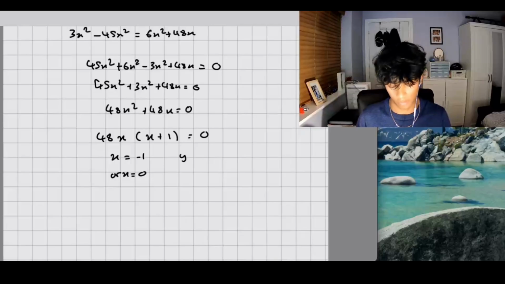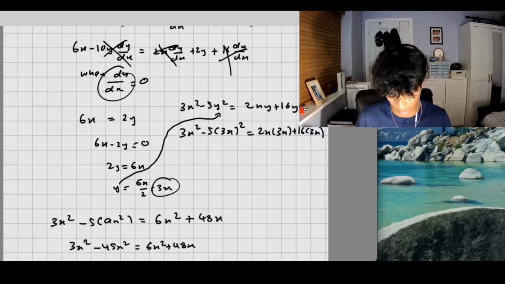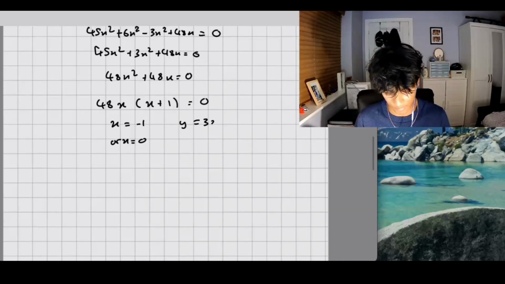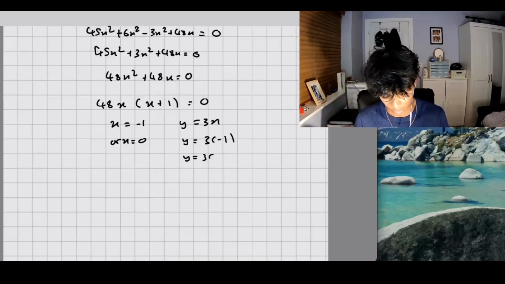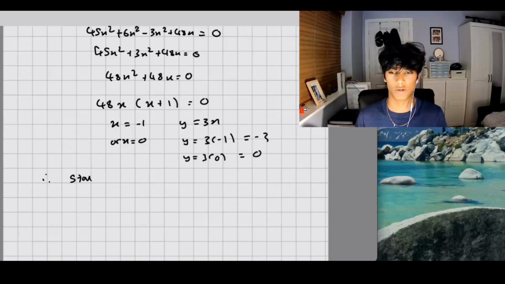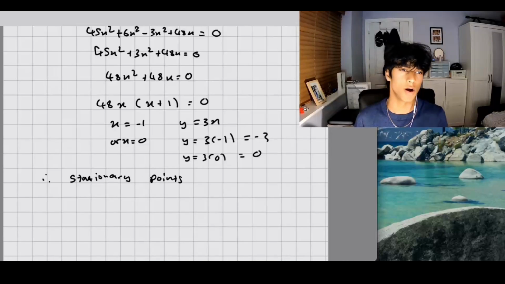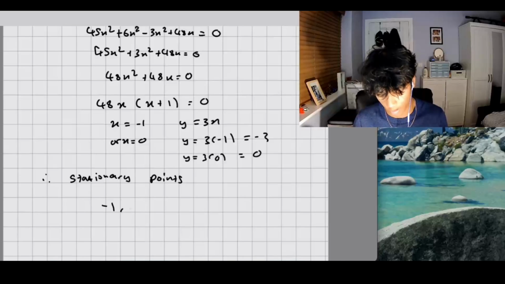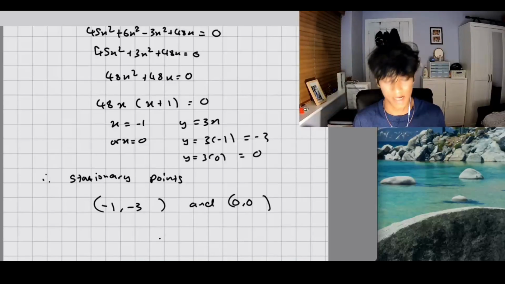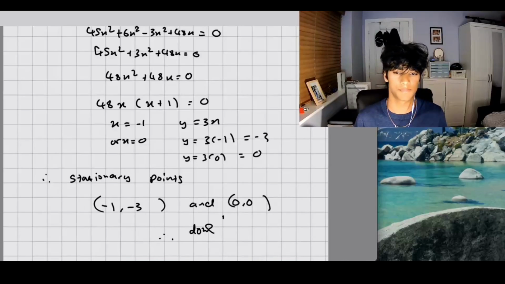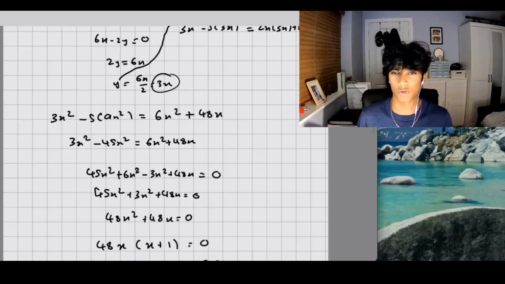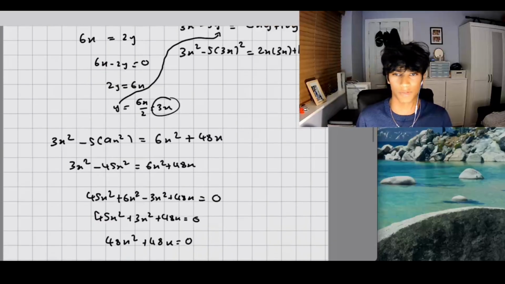And for y, we're almost done. y equals 3x. So y equals 3 times minus 1, y equals 3 times 0. So that's minus 3 and 0. Therefore, the stationary points are going to be (minus 1, minus 3) and (0, 0). And therefore done. That's it. We managed to solve it. It's really not that difficult. I'm surprised this was even 8 marks.